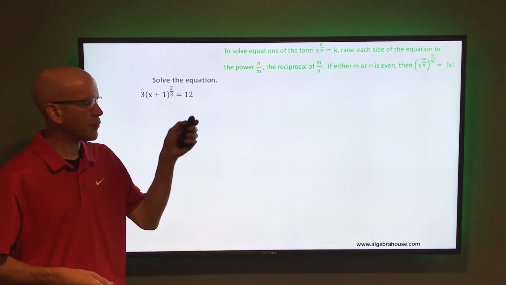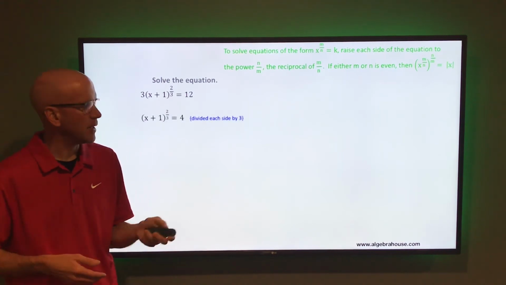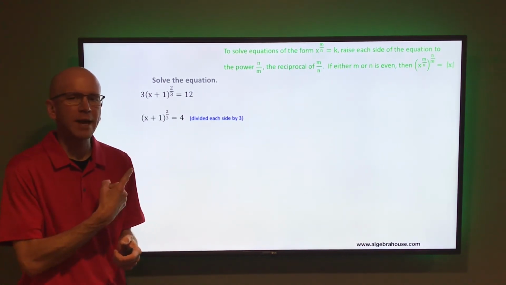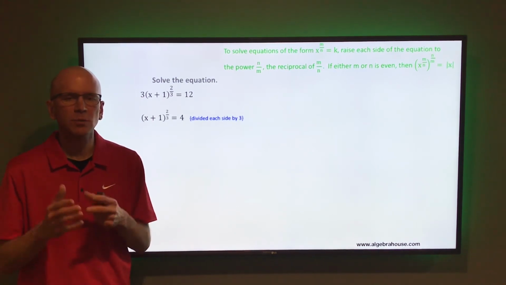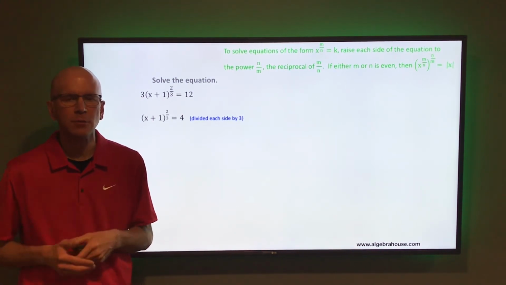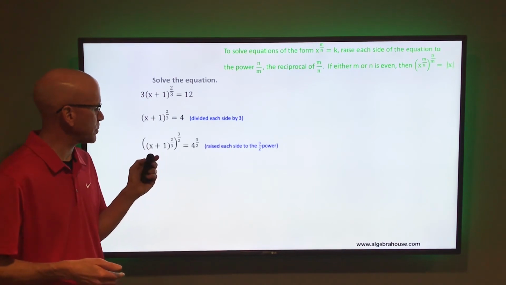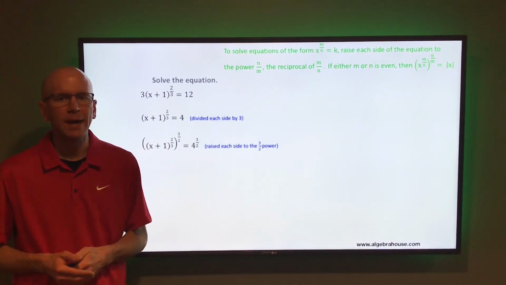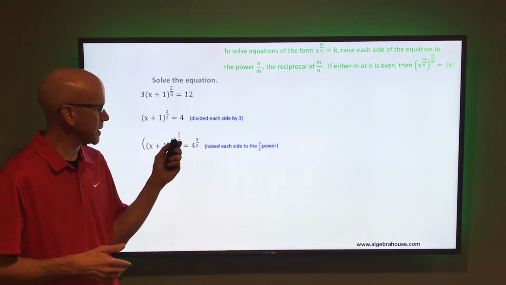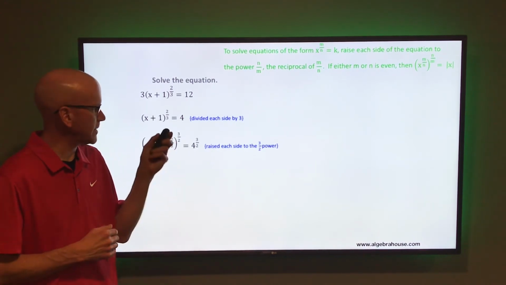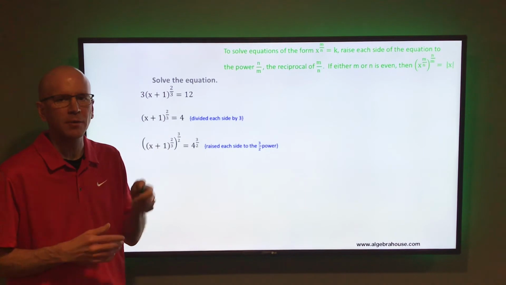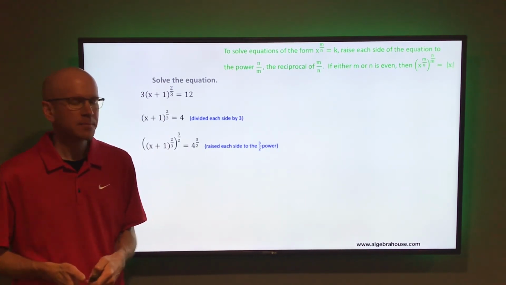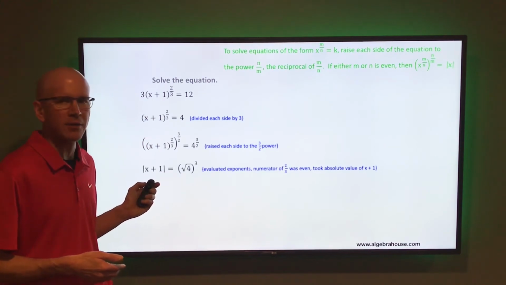So we're going to move that 3 to the other side by dividing each side by 3. If you do that, get x plus 1 to the 2/3 equals 4. So here we have to raise both sides to the reciprocal power. Raise both sides to the 3/2 power. So you have x plus 1 to the 2/3 to the 3/2 equals 4 to the 3/2. So we're raising both sides to that reciprocal power, and that 2, that numerator of that exponent, is even. So that means we're going to apply absolute value. So we're going to switch over to the absolute value of x plus 1.